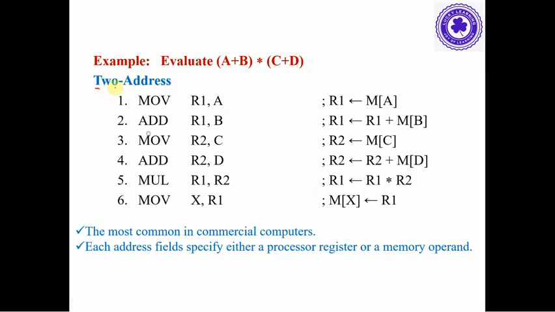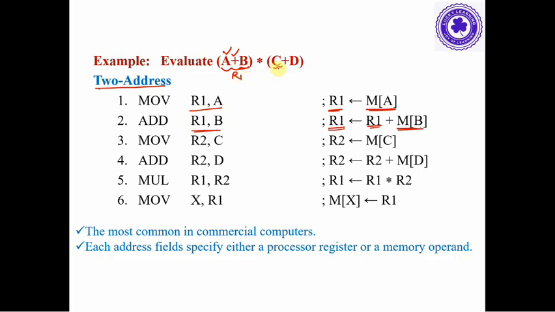When it comes to the two address instructions, the operand needs to be brought into a CPU register. First A we bring into R1. So it means memory at address location A is brought into R1. Then it requires performing addition with B: add R1 comma B. What does it mean? R1 contains the value of A that is added with the value in the memory at location B and the result is stored into R1. It means the result of A plus B is in R1.